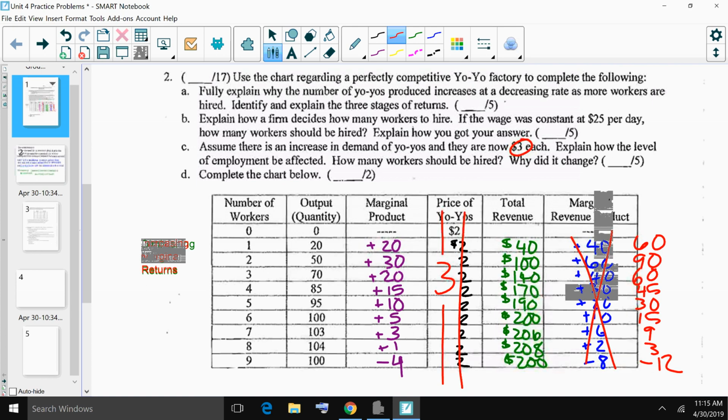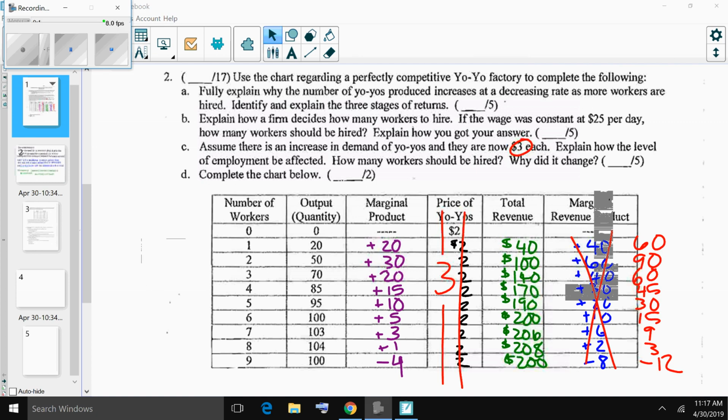So now what's going to happen to our level of employment? Well, we're going to hire more workers because our MRP is higher. Our productivity is higher. These people are making us more money. So now that the MRP has increased, each of these workers is more productive. They make you more money. You're going to want to hire more workers. So you're going to increase, and we're going to still look for where MRP equals MRC.